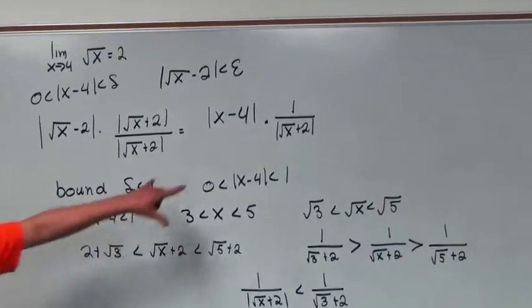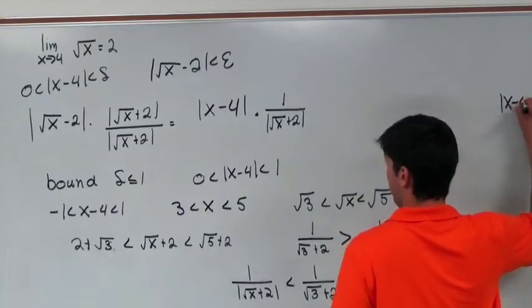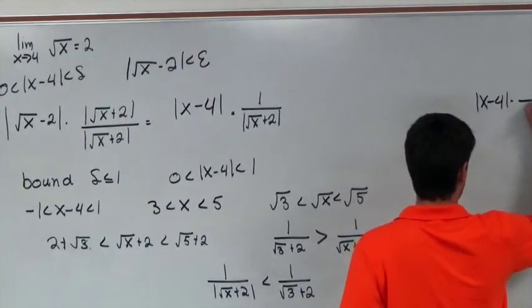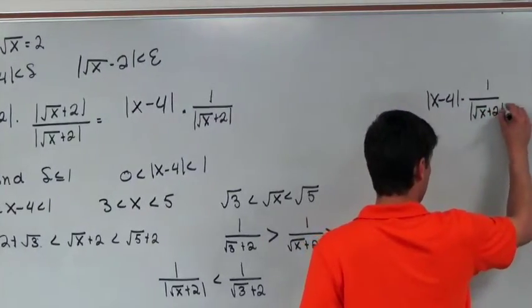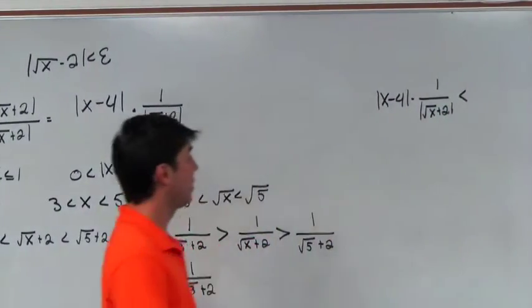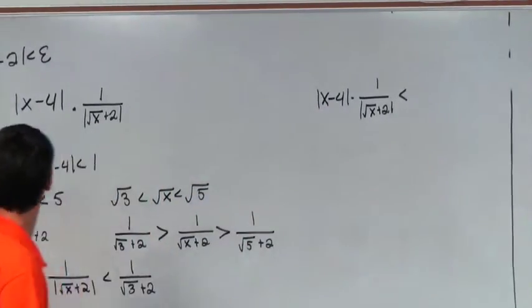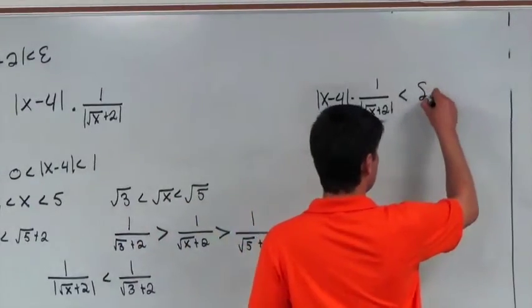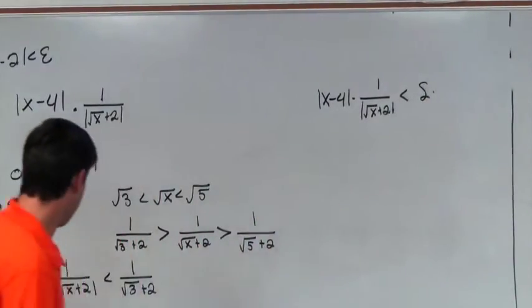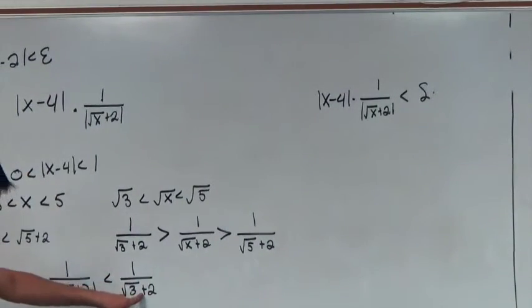And then we go back to this statement up here. So we have absolute x minus 4, absolute root x plus 2 is less than. What is bigger than the absolute value of x minus 4? Delta is. And what is bigger than the absolute value of 1 over root x plus 2? This guy.